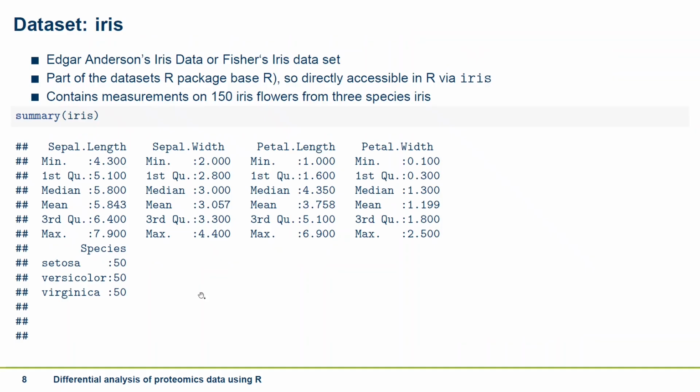In this course, as I said, in the exercises, we will work with proteomics data, but for the smaller examples during the lecture part, we will use 2 other data sets. The one data set is the iris data set, which has measurements on 150 iris flowers from 3 different species. You can see here setosa, versicolor, and virginica. It's quite handy because it's directly available in base R, so you can just type in iris in your R console and you will get this data set.